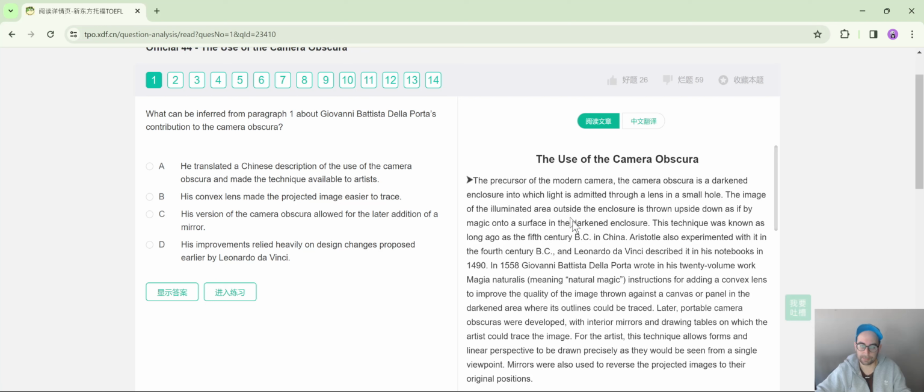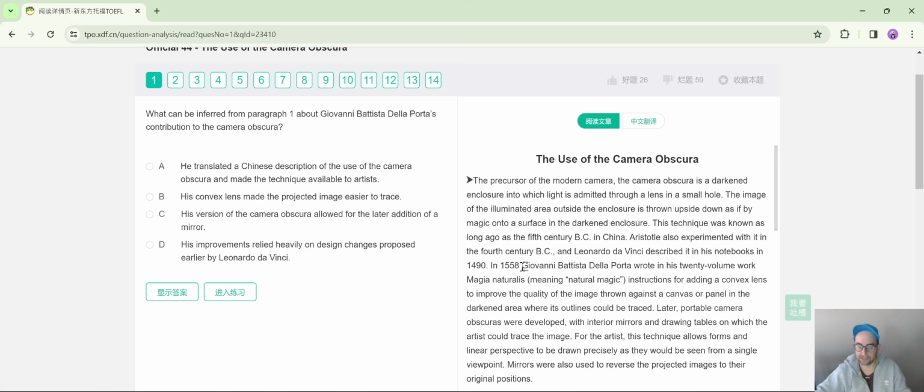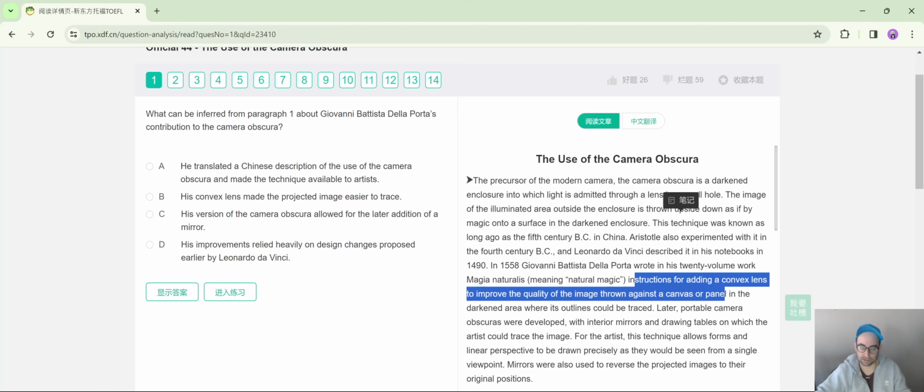Okay, so I see a pattern, right? While you're reading this, always activate these patterns in the back of your mind as well. It could help later on. So this technique or whatever it is, it was used in at least 3 different countries: China, Greece, Italy. In 1558, Giovanni Battista della Porta, that's our guy, keywords, wrote in his 20-volume work, Magia Naturalis, meaning natural magic. They defined it here. Instructions for adding a convex lens to improve the quality of the image thrown against a canvas or panels. Okay, stop right there.